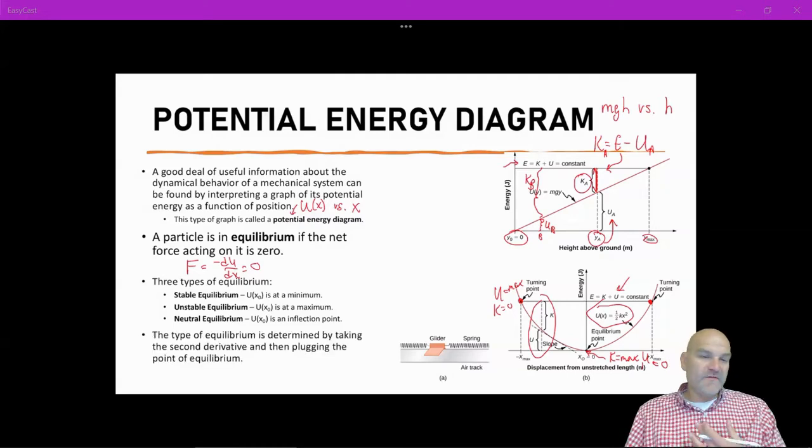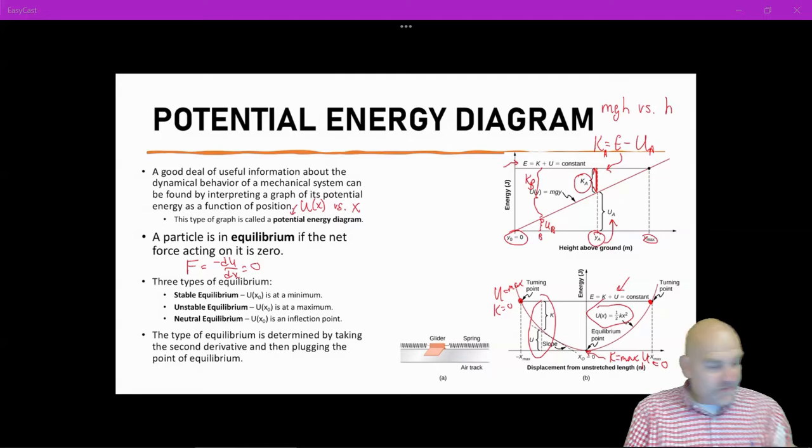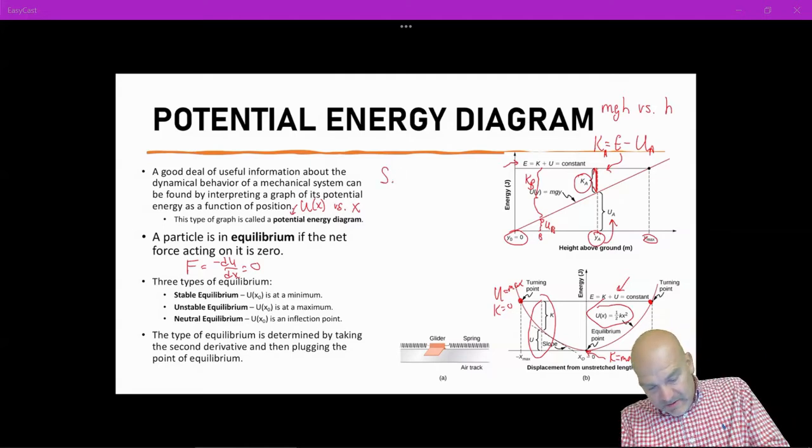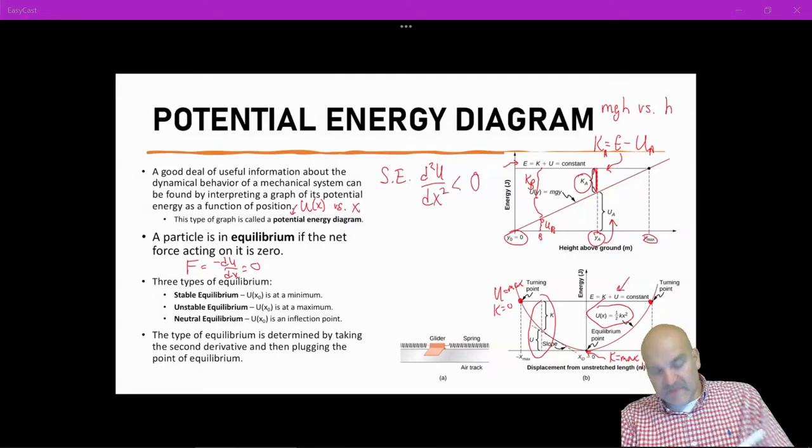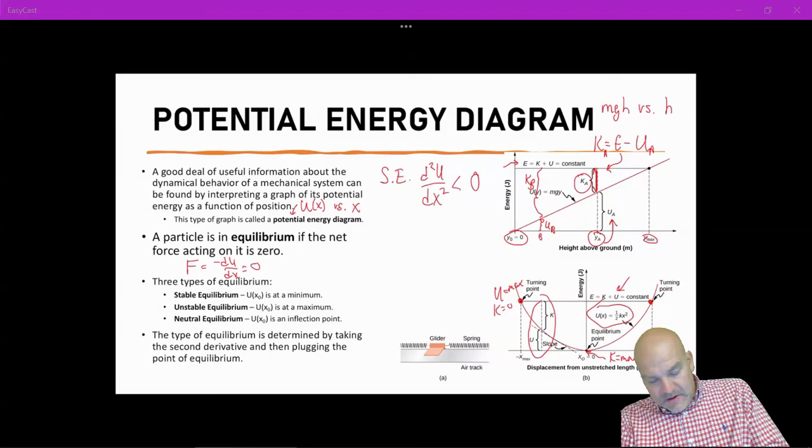And so what does that mean? To find the type of equilibrium, you just take the second derivative and then plug in that point, and that'll give you what type of equilibrium it is. For stable equilibrium, we would say that the second derivative of potential is going to be at a minimum, so it's going to be less than 0.